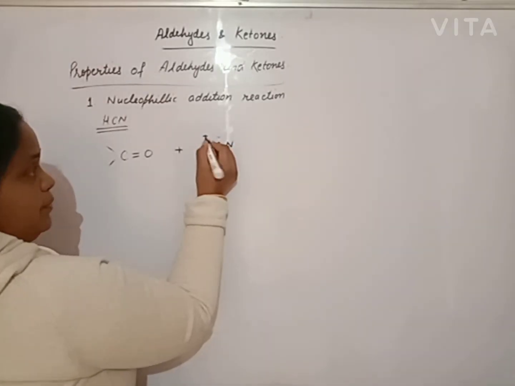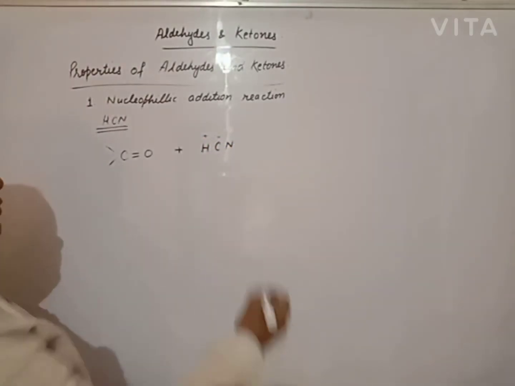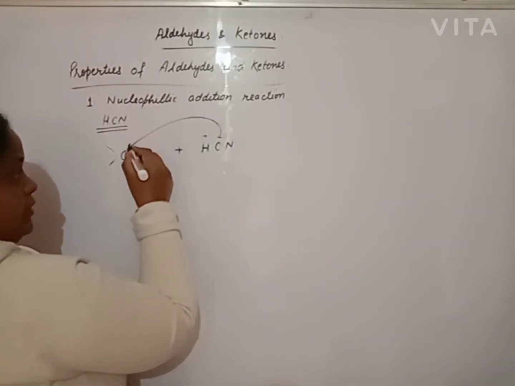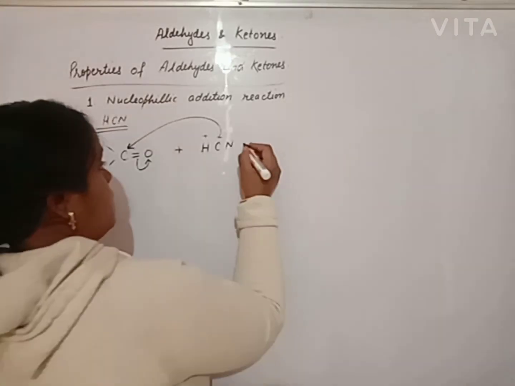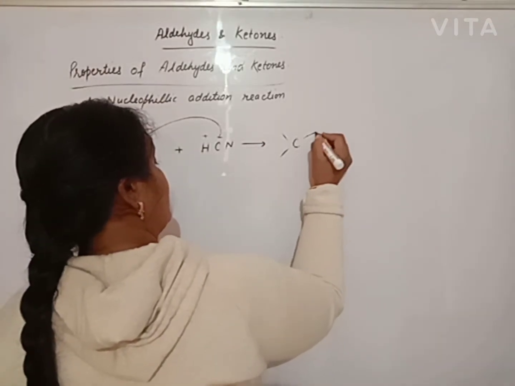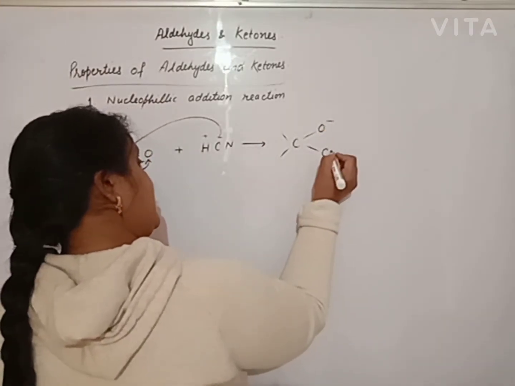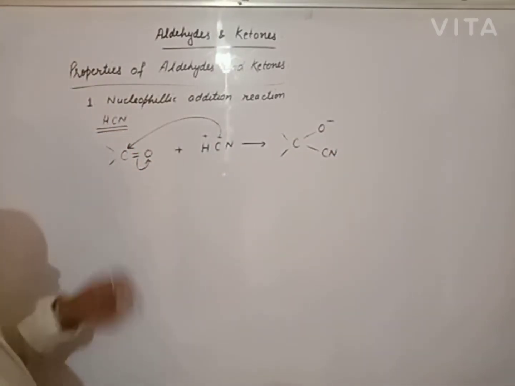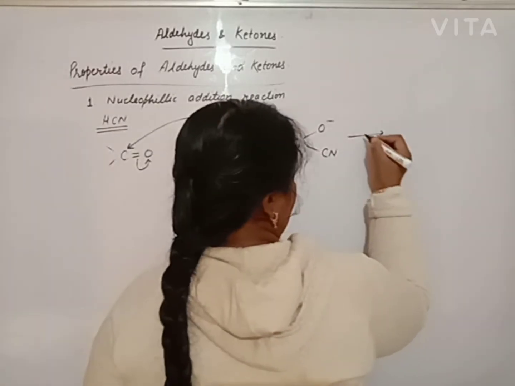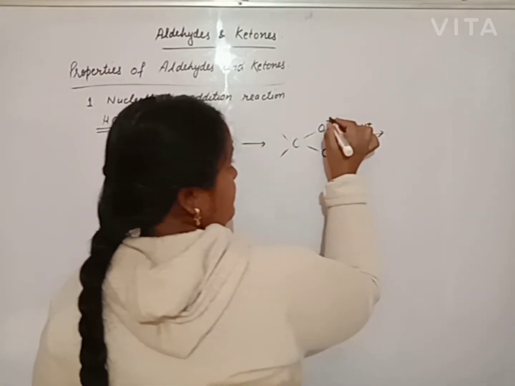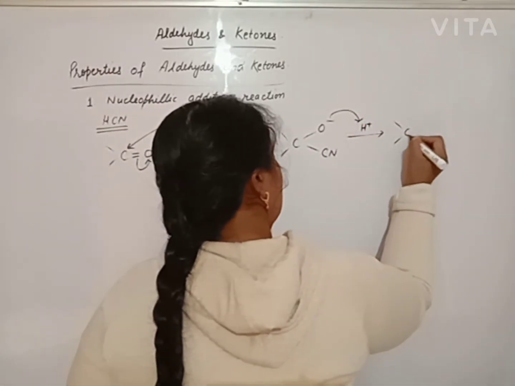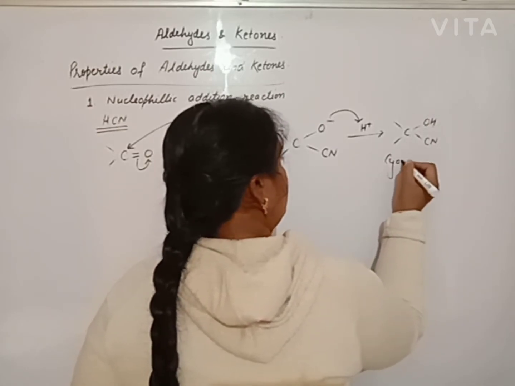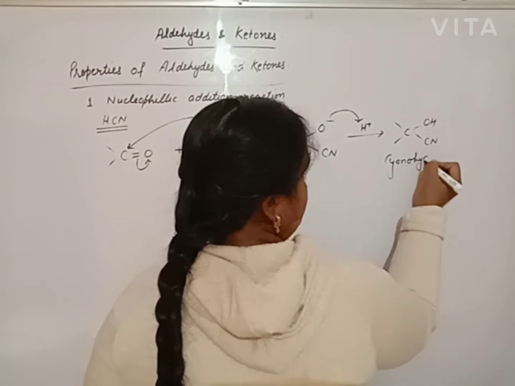Hydrogen carries positive charge, cyanide carries negative charge. So the negatively charged carbon attacks the carbonyl carbon to give oxygen negative, and cyanide balances the charge. Then the remaining H positive ion combines with oxygen to give cyanohydrin. This product is known as cyanohydrin.